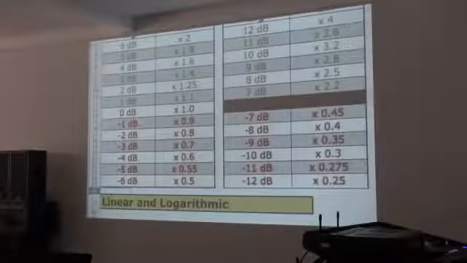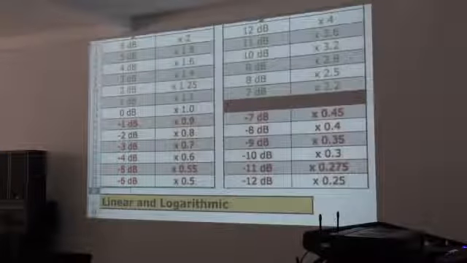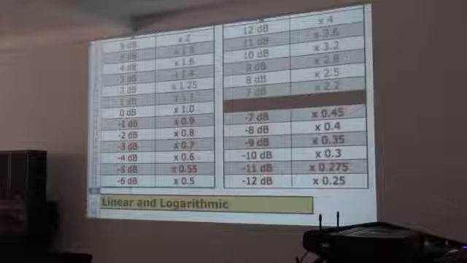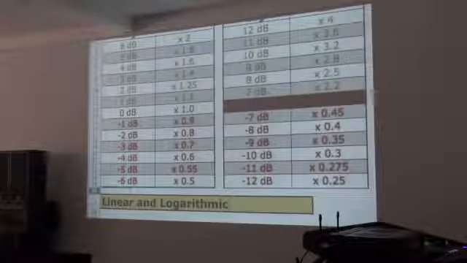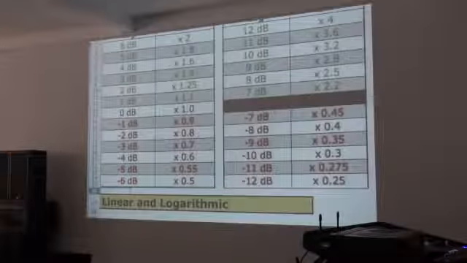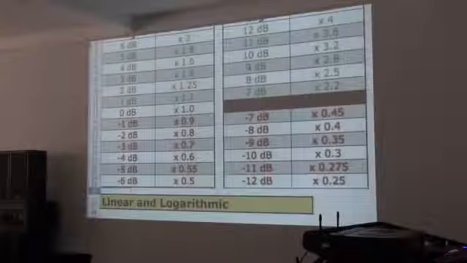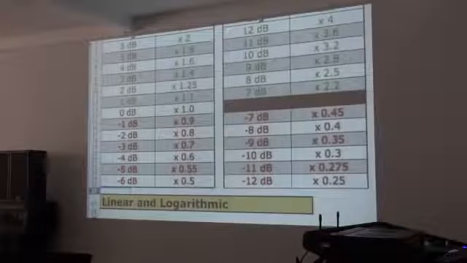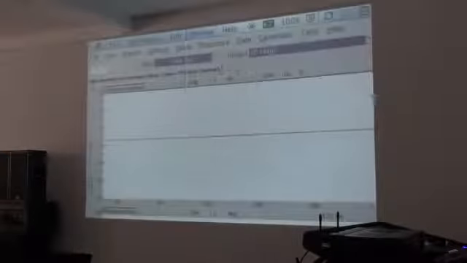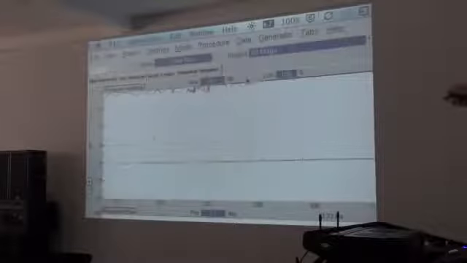Summation is 1.5, but because one has polarity reversal, it's not summation. It's subtraction. 1 minus 0.5 is 0.5, so the result will be -6 dB.